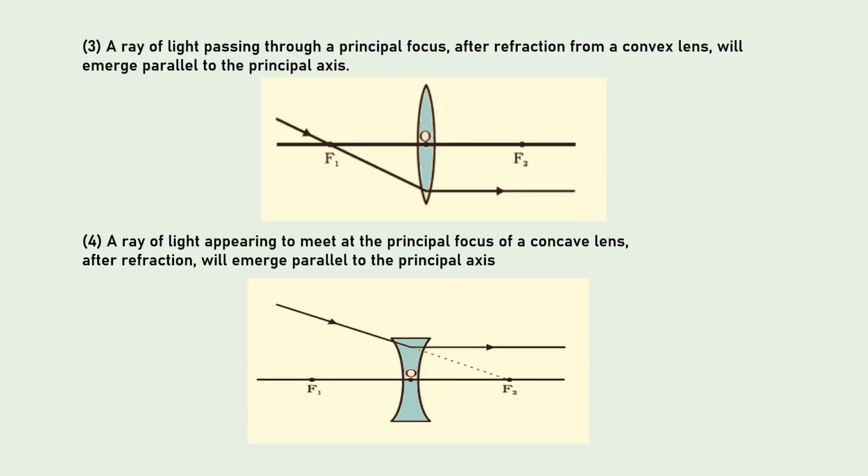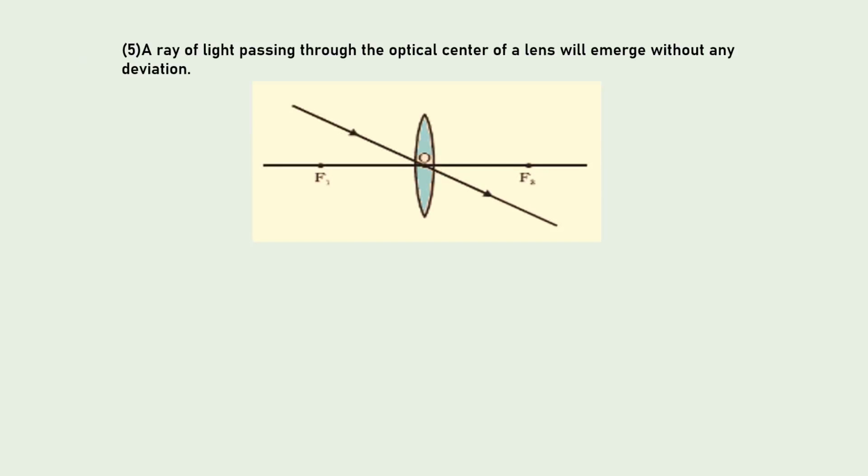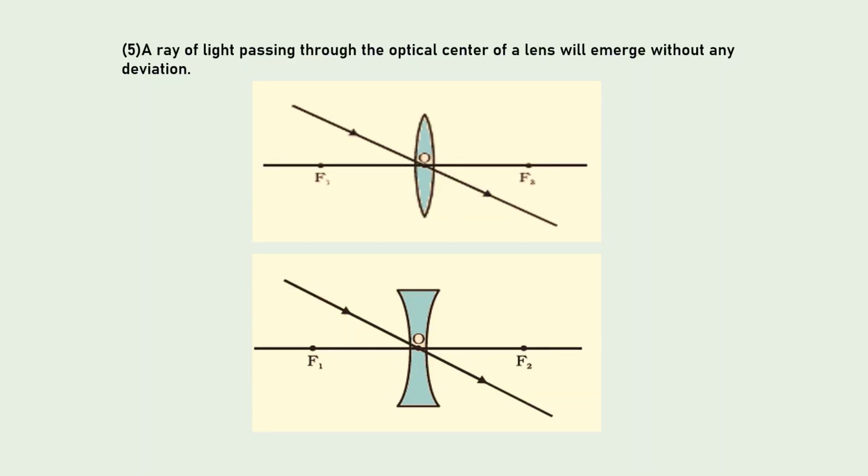If a ray of light appearing to meet the principal axis, then it will be diverged by the concave lens after refraction. A ray of light passing through the optical center of the lens will emerge without any deviation. It will go straight. So in both convex lens and concave lens, if a ray of light passes through the optical center, it will go straight. It will not deviate.